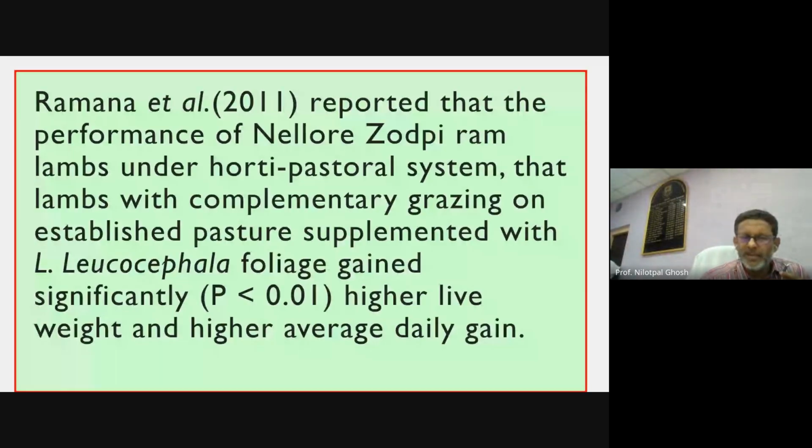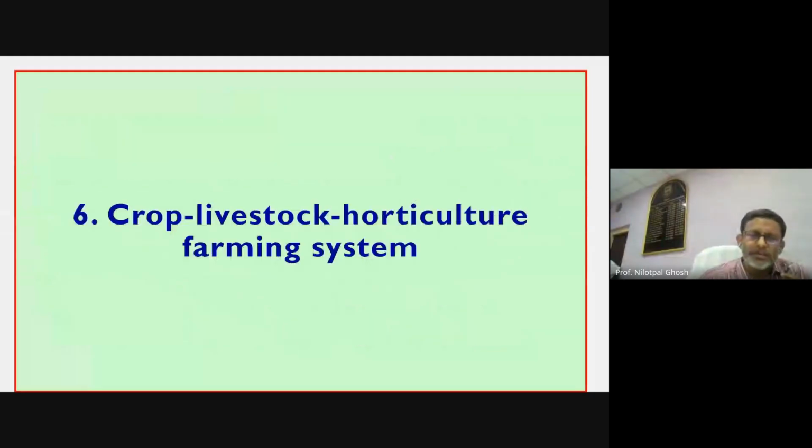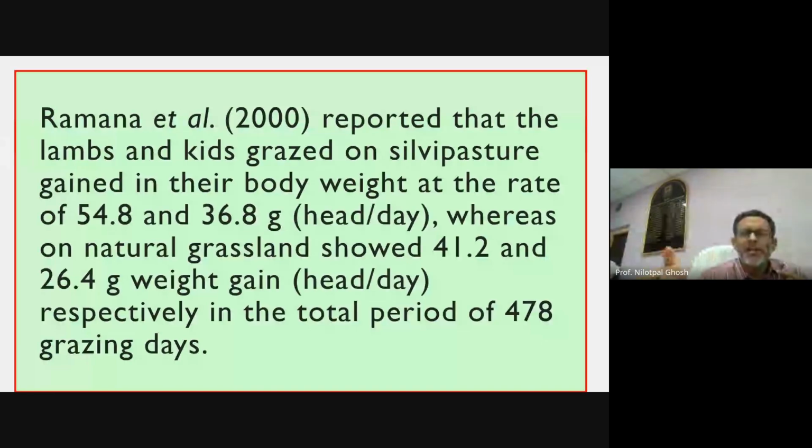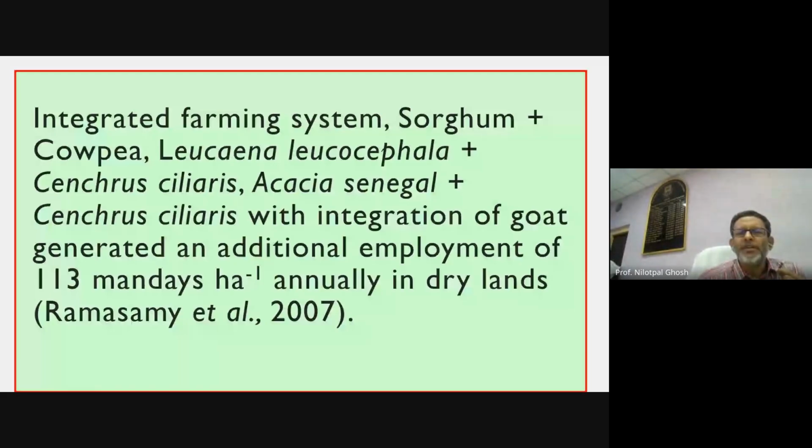That is, this Leucaena leucocephala, actually a fodder tree, it is called fodder tree. This is integrated with the sheep farming. When it is integrated, the daily gain and the live weight is being increased significantly. And another is crop livestock horticulture, some examples. That is lamb and kids grazed on silvi pasture. And the total period of grazing days is being increased. And integrated farming system with sorghum, cowpea, that is fodder.